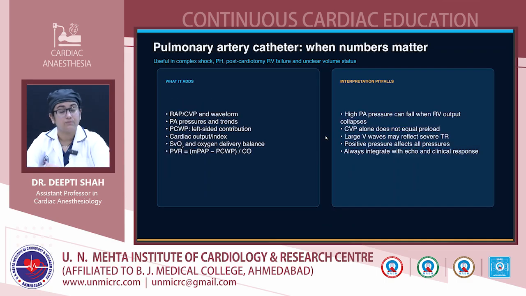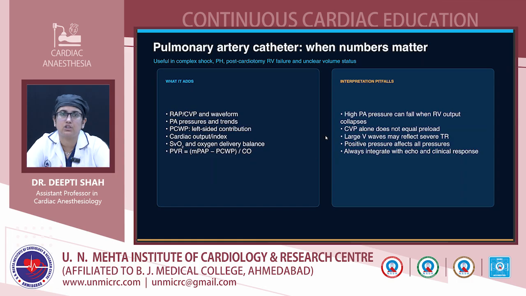So now if the shock is complex, how do we identify whether the shock that is happening to the patient is because of RV, or because of LV, or because of both? An entity that can be useful in such cases is the pulmonary artery catheter, where numbers can help us decide whether it is because of RV, or LV, or combined RV and LV. So it helps us in seeing RA and CVP waveforms. It gives us additional data on PA pressures and trends.